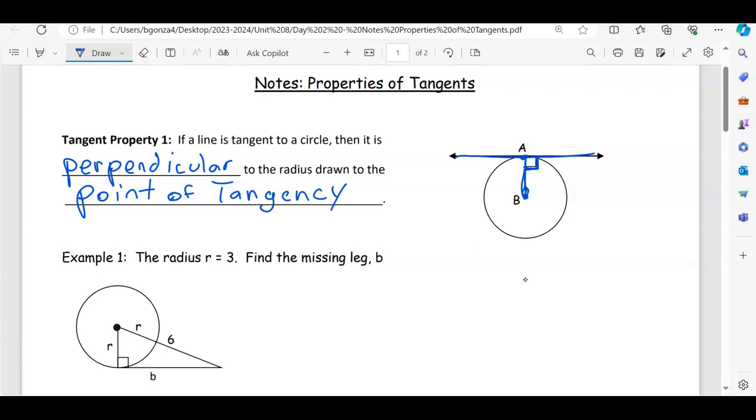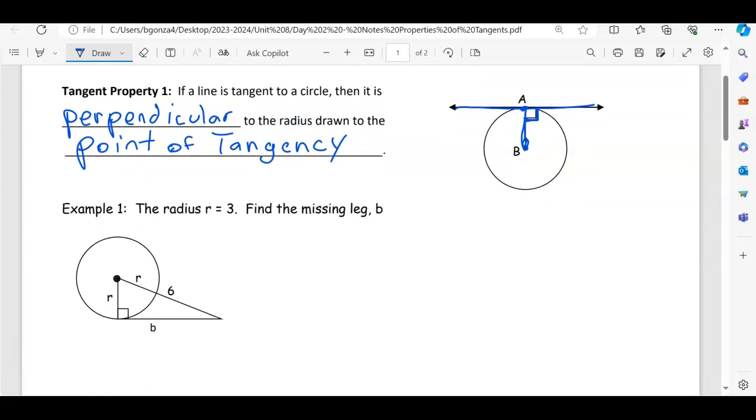Okay, so we're going to apply this down here. Does everyone have this written down in my class? Here we go. Example 1. It says that the radius is 3. So if I know r is 3, wherever I see that little r, I'm going to put 3. So there's actually 2 radii labeled here. This r is 3. This r is also 3.